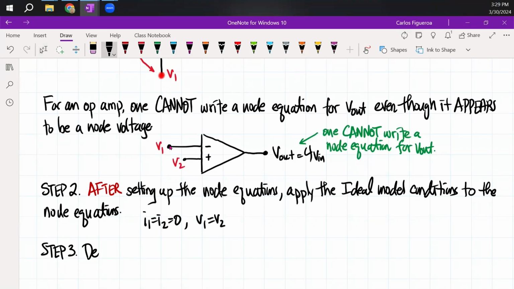Now if I go to step 3, we then determine V out and I out. The sign convention is that I out flows into that. And so we want to determine V out and V in for the op amp.